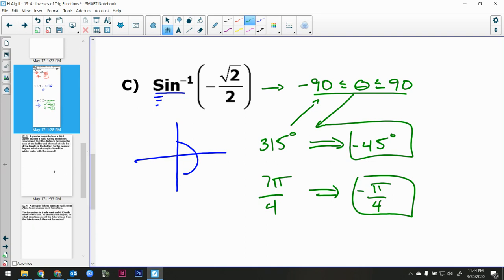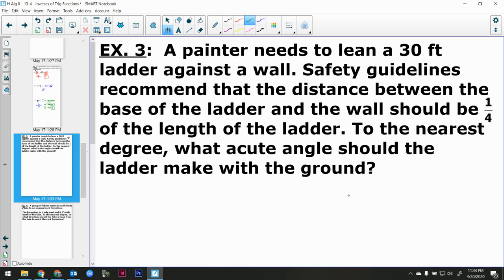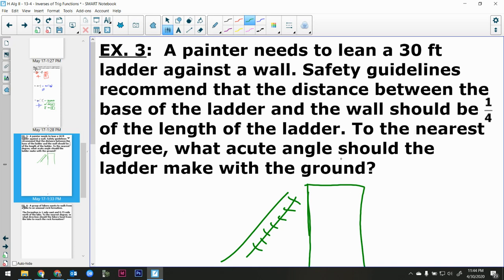All right. A painter needs to lean a 30-foot ladder against a wall. Safety guidelines recommend that the distance between the base of the ladder and the wall should be 1/4 of the length of the ladder. To the nearest degree, what acute angle should the ladder make with the ground? Let's draw ourselves a picture. Here's my ladder. Yikes, really good ladder, folks. It doesn't even connect to the other bar. Here's a wall that we're painting.